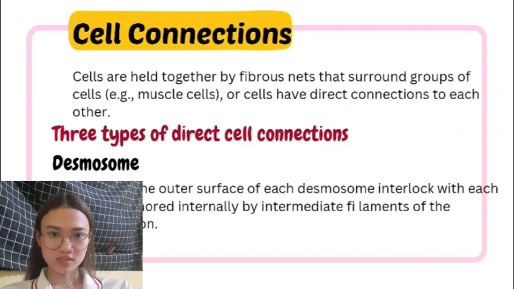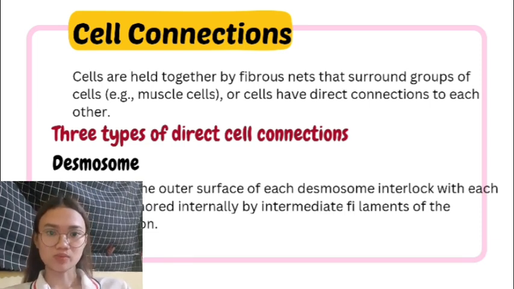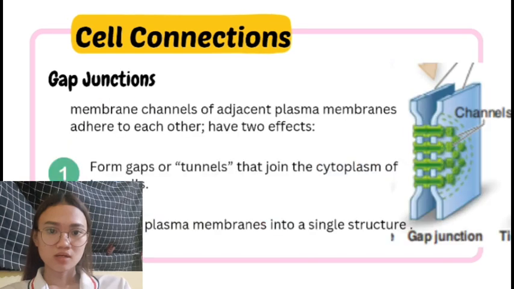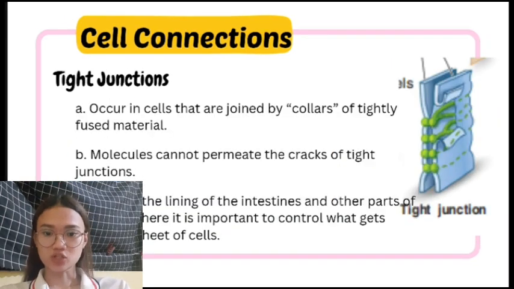So next is the cell connection. Cells are held together by fibrous nets that surround groups of cells. Some cells have direct connections to each other. So we have three types of direct cell connections. We have desmosomes, gap junctions, and tight junctions.